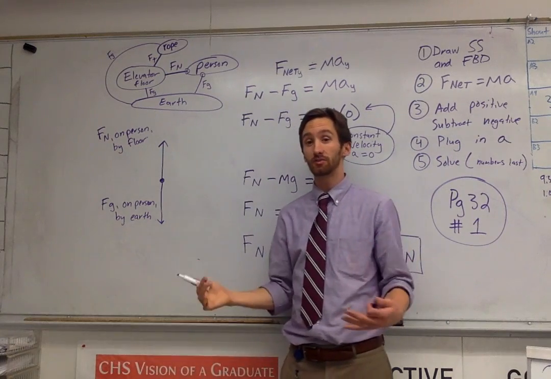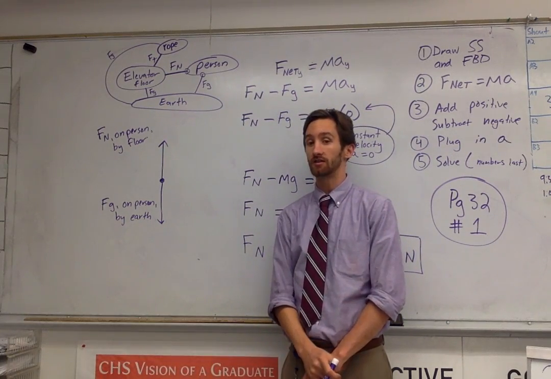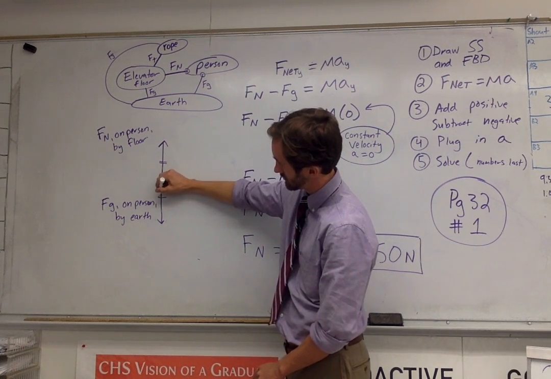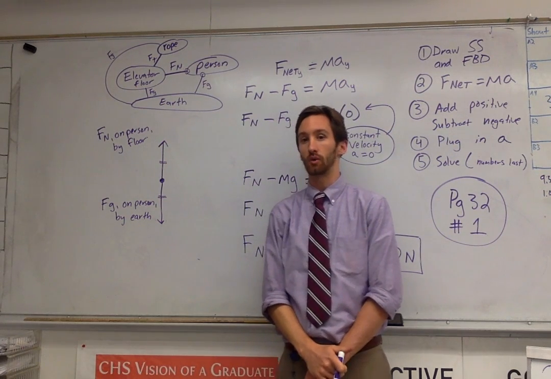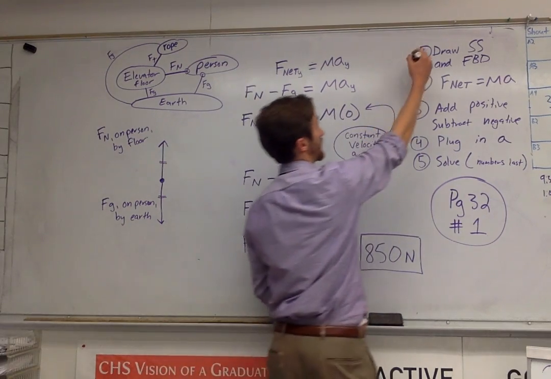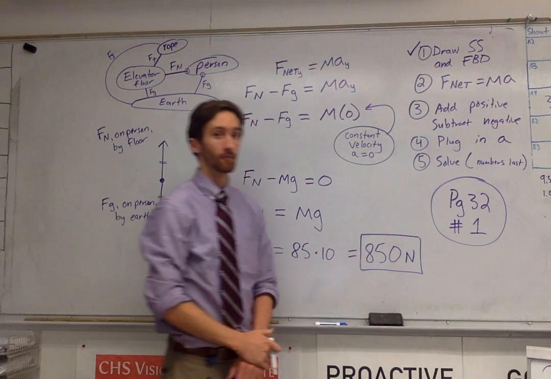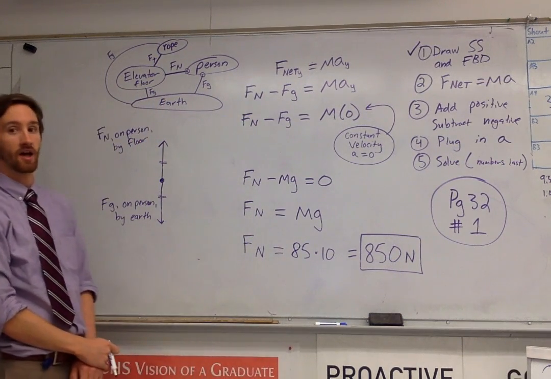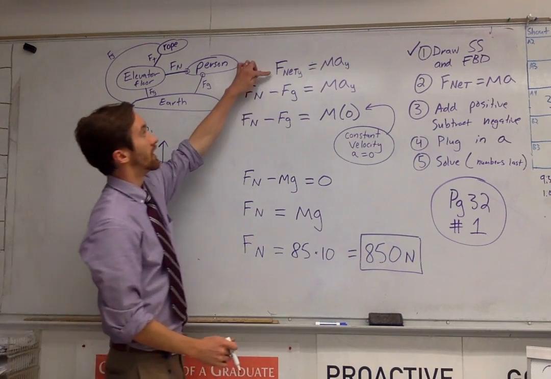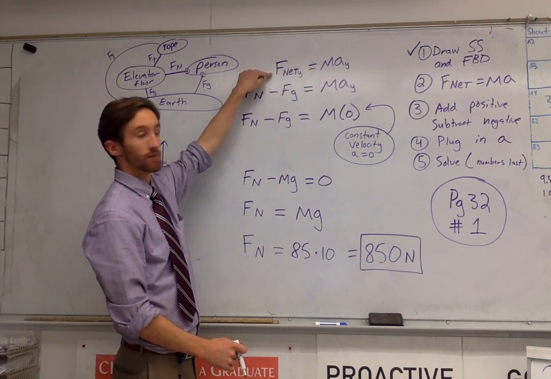And in this problem, we know it's going at a constant velocity, so we know that these forces have to be balanced or equal to each other because of Newton's first law. So we have done step 1, we drew the system schema and the free body diagram. Next, we're going to write out our Newton's second law equation.